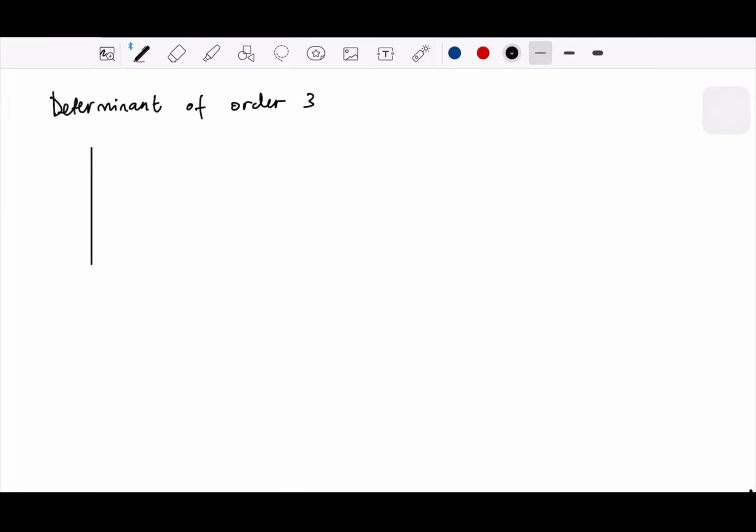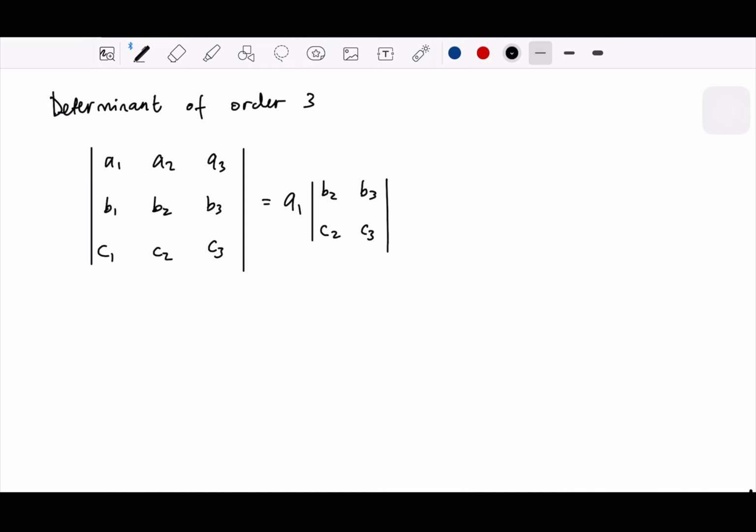So we will have A1, A2, A3, B1, B2, B3, C1, C2, C3, and then this is it. Okay. So the determinant of order 3 is A1 times this B2, B3, C2, C3. Okay, let me tell you later how to get this pattern to knock off the solutions. It's actually pretty easy to look at, but let me just write first.